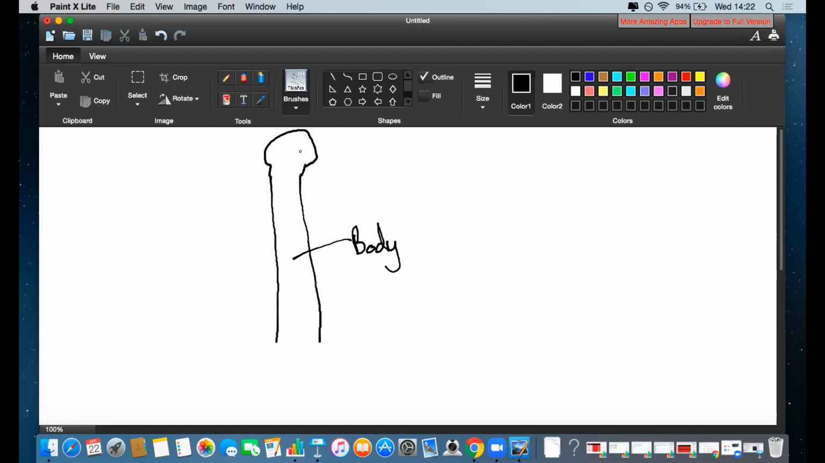And like all people, they have a head. Now, for all of you sniggering at that picture, I am sorry. I'm not an artist. It does look terrible, but whatever. And it looks a little bit rude. But as you can see, we have a head here and we have a neck here.